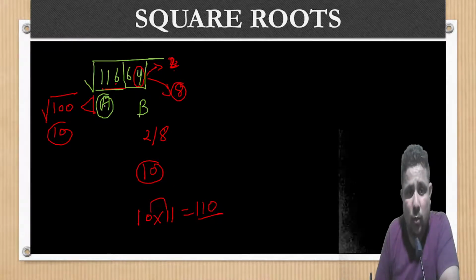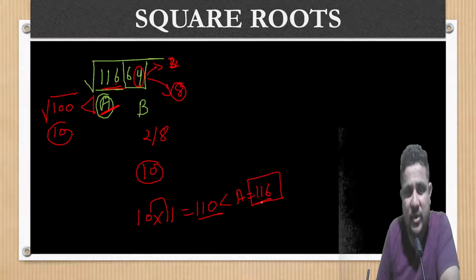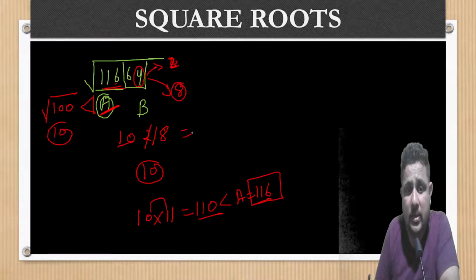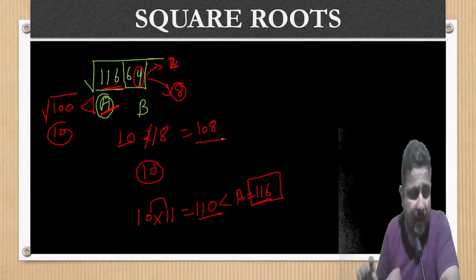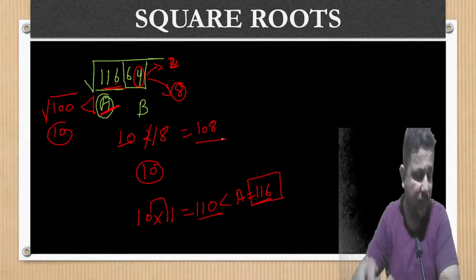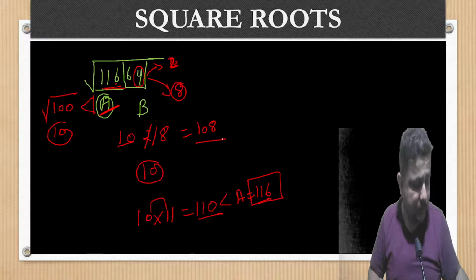So 110, if you compare with part A, 116, part A is larger here. So when part A is larger, you will go with the larger digit. So 108 is going to be your answer. I hope now it's clear to all of you. Clear? Okay, that's great. Very good, Jyoti.